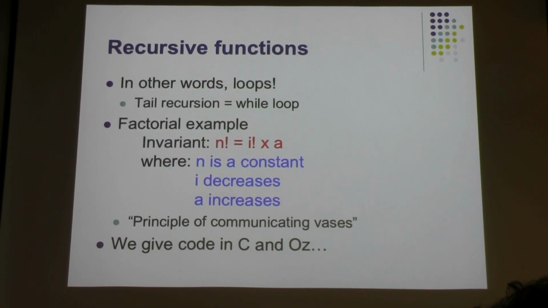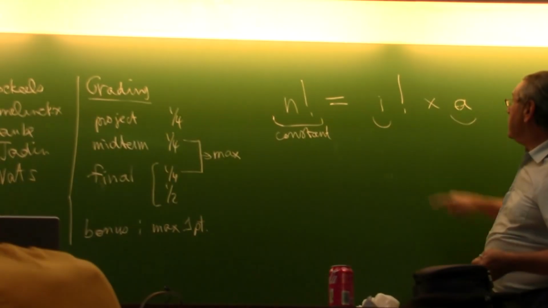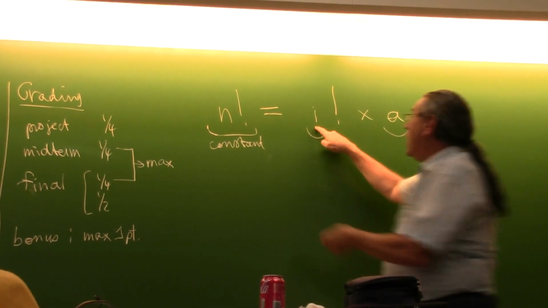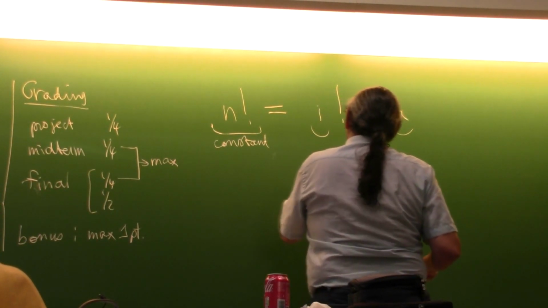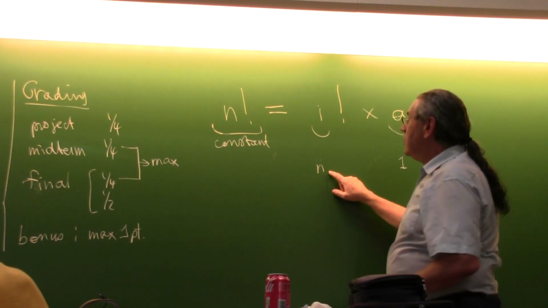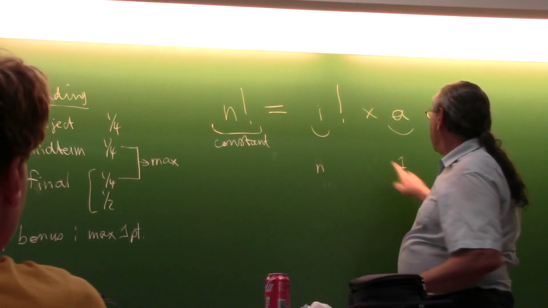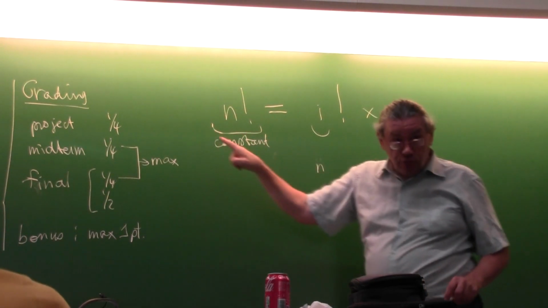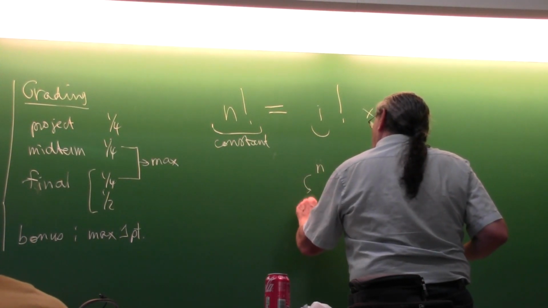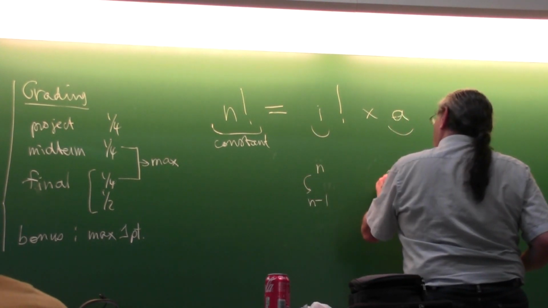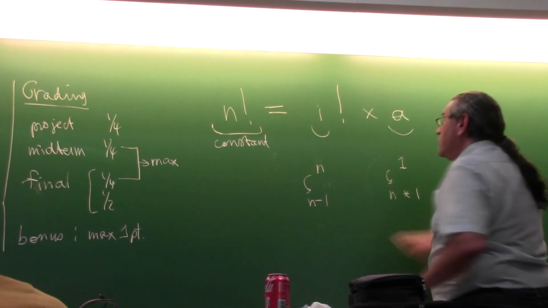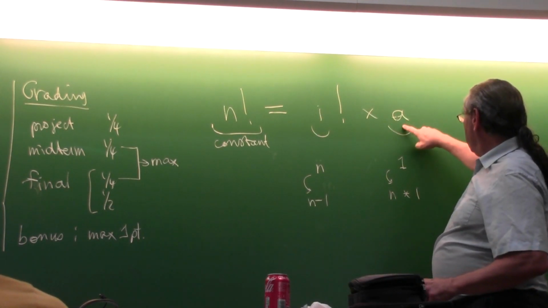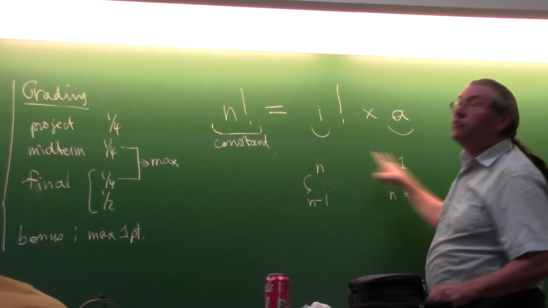n is the argument of the function, so n is a constant in this equation, whereas i and a will be changing. You will have different values of i. So the idea is you will try to reduce the value of i and increase the a. So it starts like this. If i is equal to n and a is equal to 1, then this equation is true. And then we decrease i to n minus 1, and here we make it n times 1. So if i is equal to n minus 1, and a is equal to n times 1, the equation is still true.